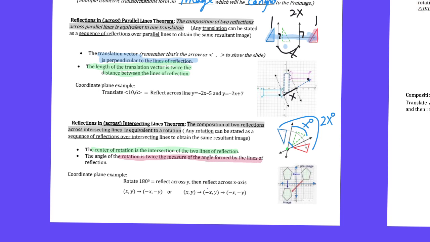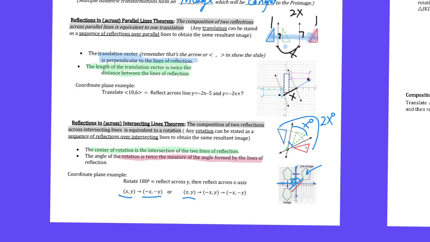And I did map this out on a coordinate plane just so you could see it. If this is your pre-image right here, and you reflect it across the y-axis and then the x-axis, the angle there is 90 degrees. It's as if you stuck this on a stick and rotated it through space 180 degrees. You can also emulate it with one point: if I take a point and rotate it 180 degrees, remember that's the opposite of x and y.